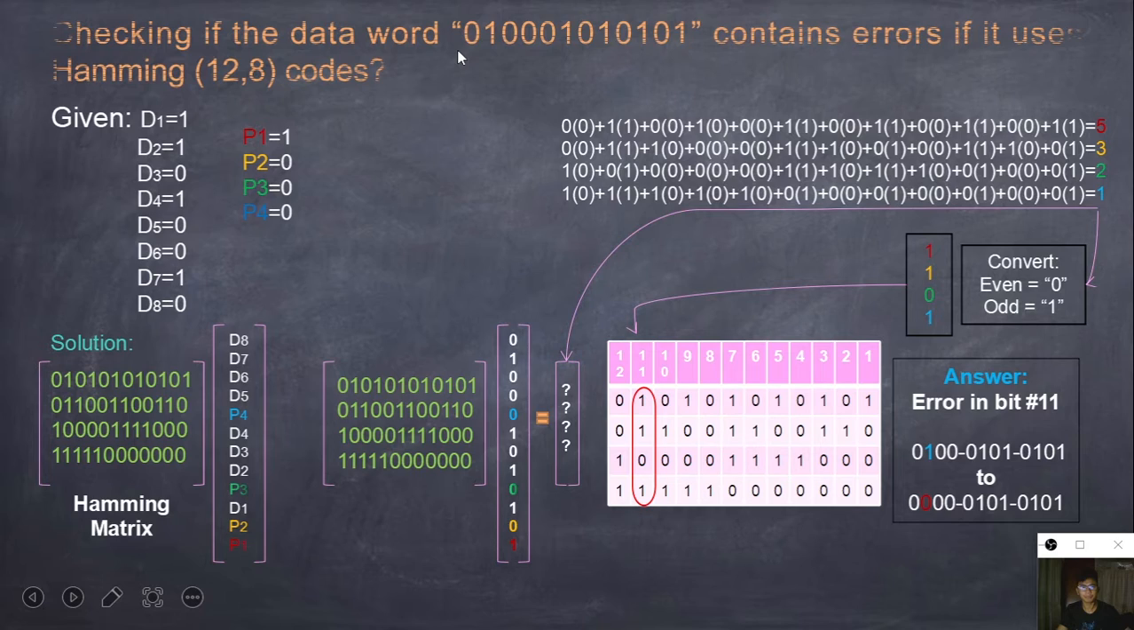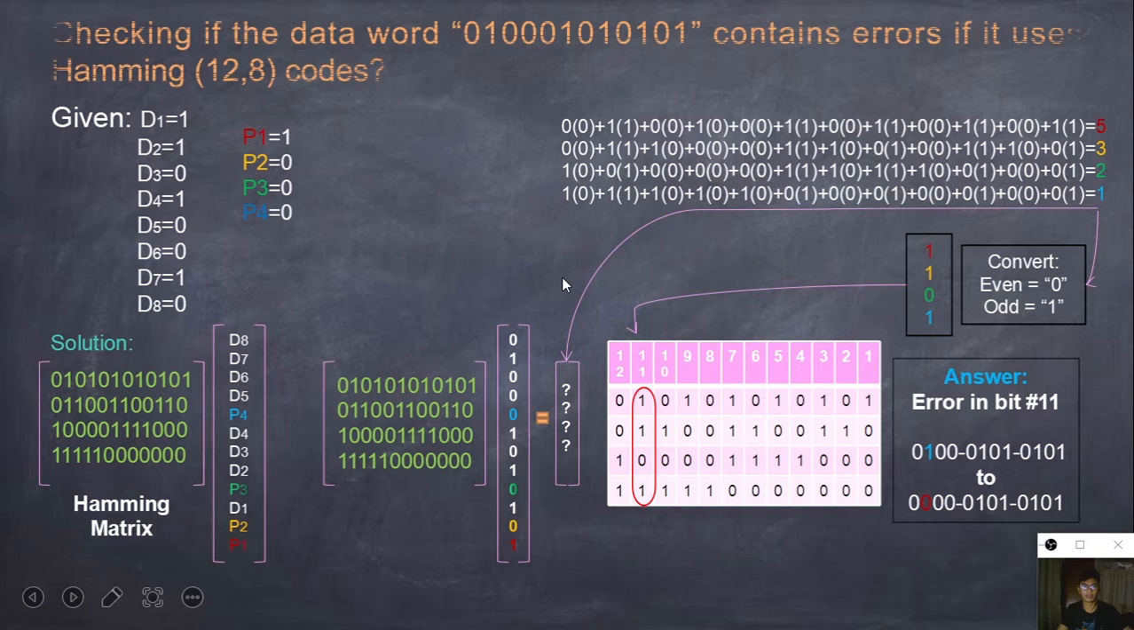So to multiply, we must use the specific positions given in the Hamming table. Here the Hamming matrix is multiplied by the given value, and here is the solution. So we will just multiply it.